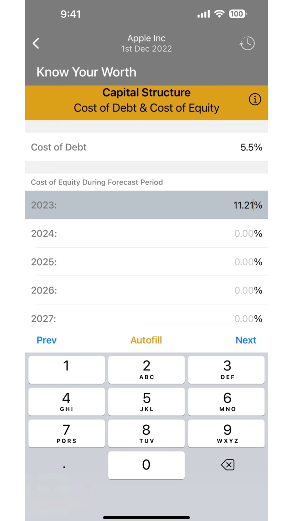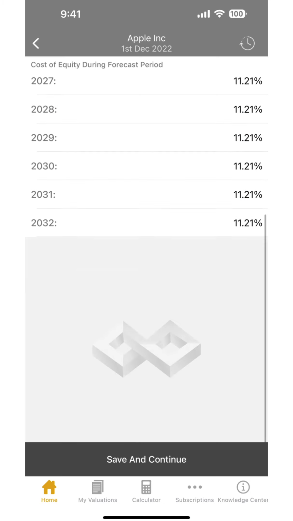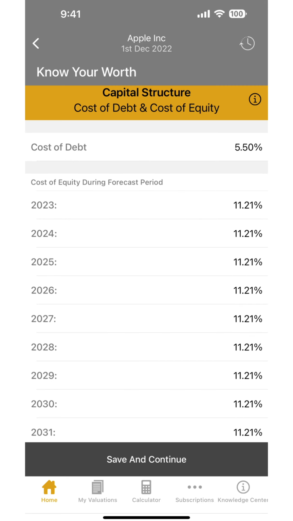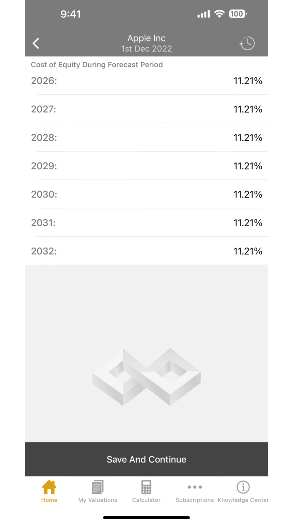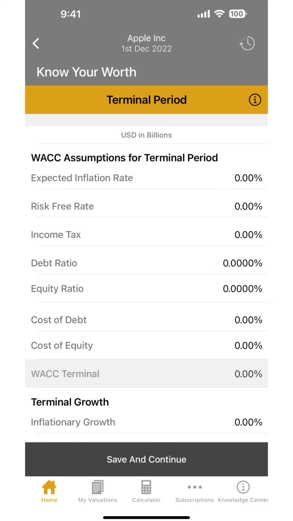Users can also deploy other models or just use expected market return, which is an implicit rate of return the investors expect in the stock market. The cost of equity for Apple is taken at 11.21% as per capital asset pricing model as on 1st December 2022. The terminal period is the final screen in the Know Your Worth module.